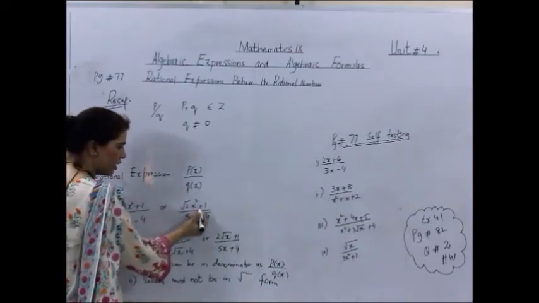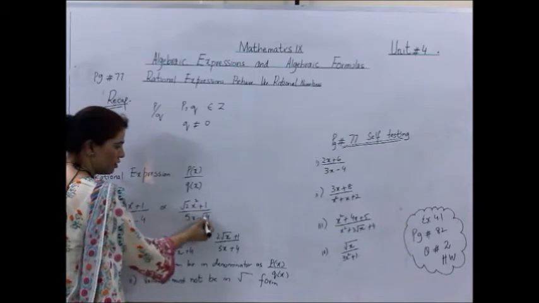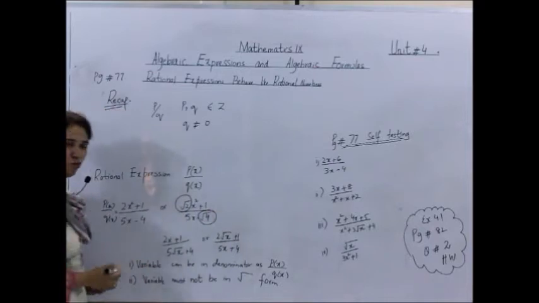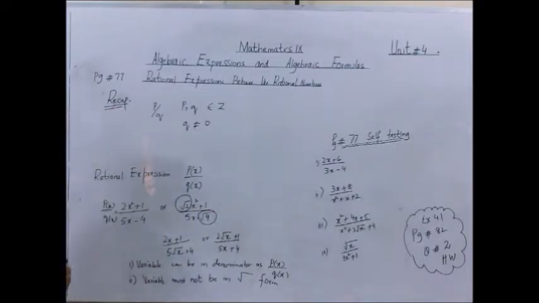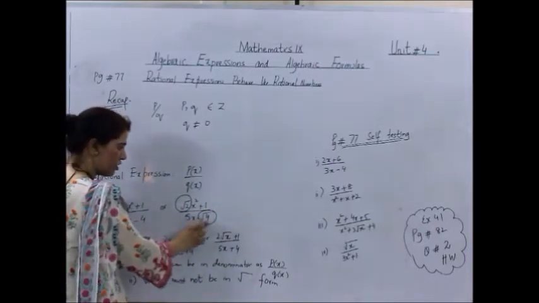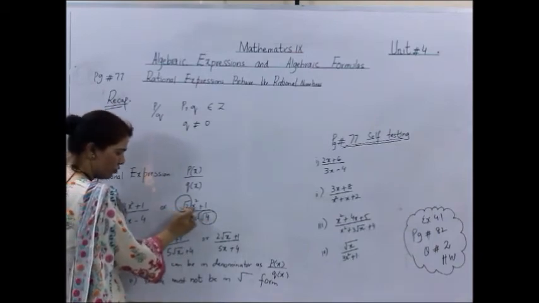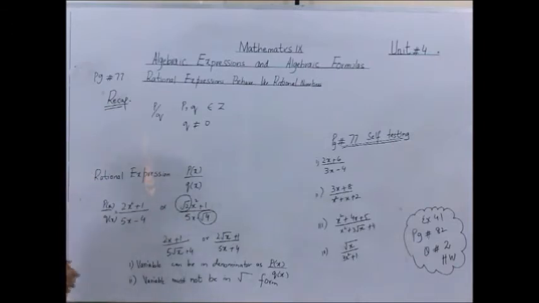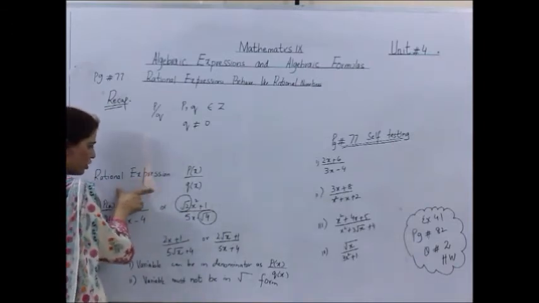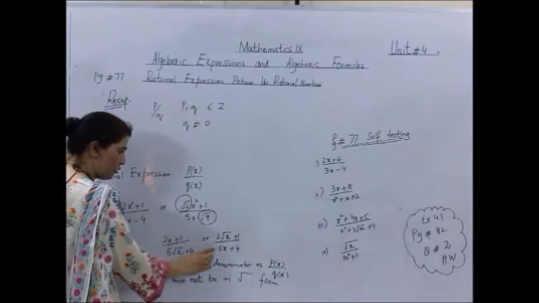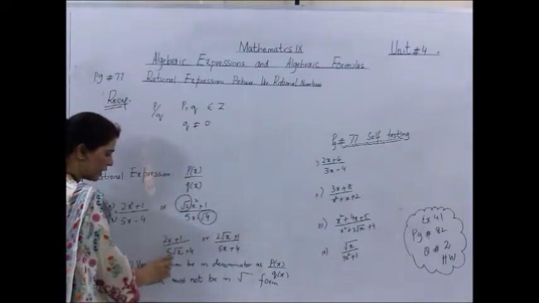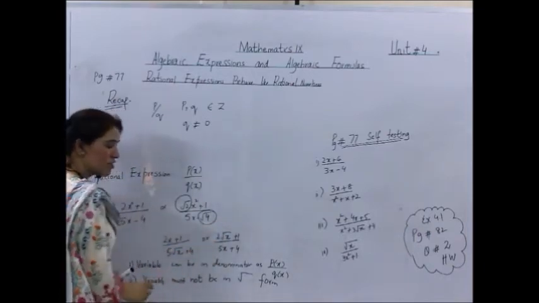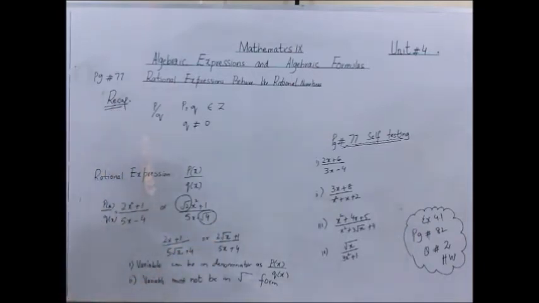Again, we can also write another example: square root 2 x square plus 1 by 5x minus square root 4. Look at square root 2 and square root 4. These are constants, and square root 2 is the coefficient of x square. It can be in square root form. But if you see a rational expression, it will be in the form of p by q, and we have to keep in mind that the variable must not be in square root form.